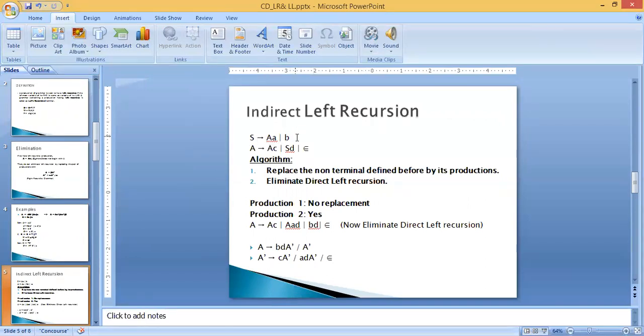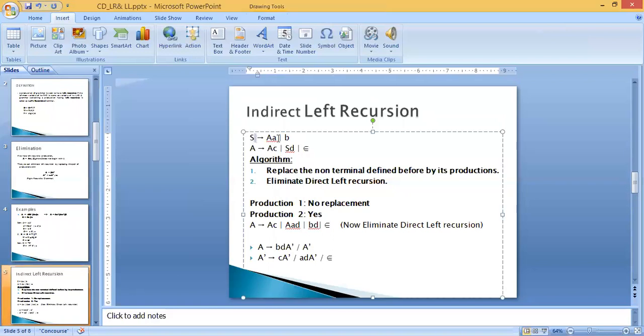S gives AA or B, A gives AC or SD or epsilon. See, clearly looking at the first rule over here, there is no left recursion. Looking at the second rule here, there is a left recursion, yes, which is A gives AC, a direct left recursion.